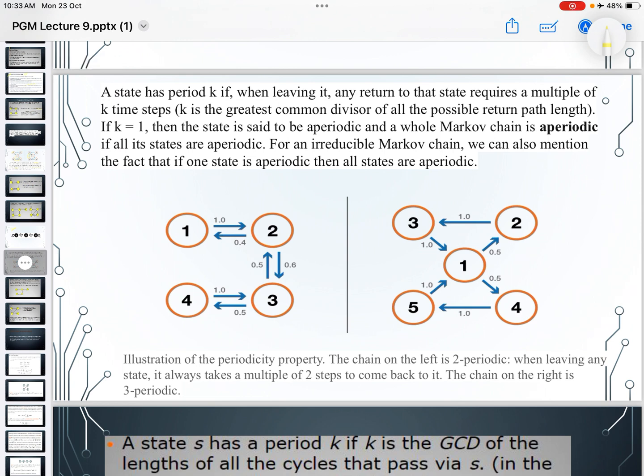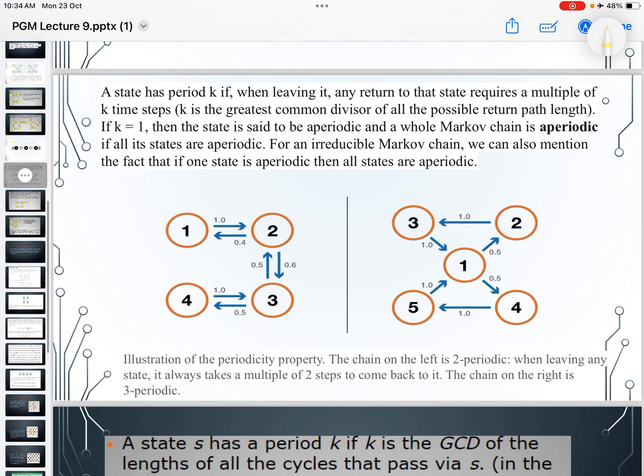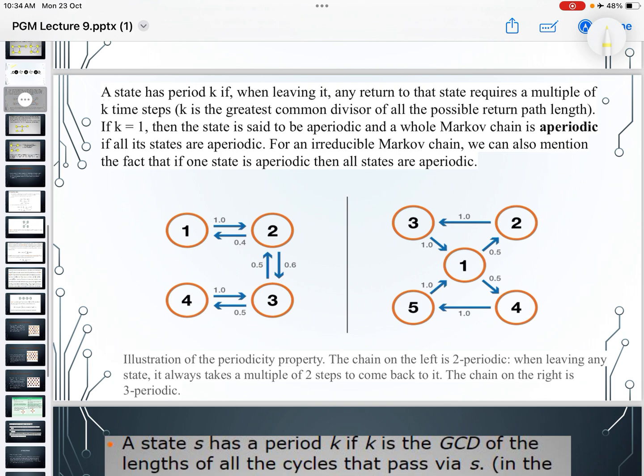A state has period k if, when leaving it, any return to that state requires a multiple of k time steps. K is the greatest common divisor of all possible return paths. If k equals 1, then the state is said to be aperiodic. If all states are aperiodic, the whole Markov chain is aperiodic. For an irreducible Markov chain, if one state is aperiodic, then all other states are also aperiodic.